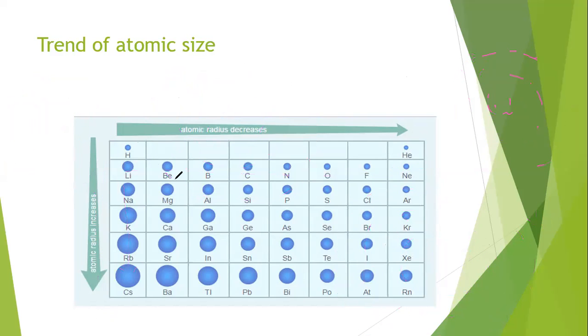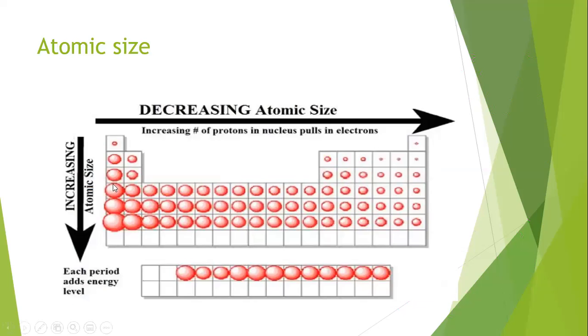So keep in mind, down the group atomic size or atomic radius increases and along the period atomic size or atomic radius decreases, due to the same number of shells having more electrons. In a group it increases due to the number of shells increasing. Along the period we know atomic number increases, but the number of shells is not increasing. Down the group, we know that the number of electrons plus the number of shells are increasing.